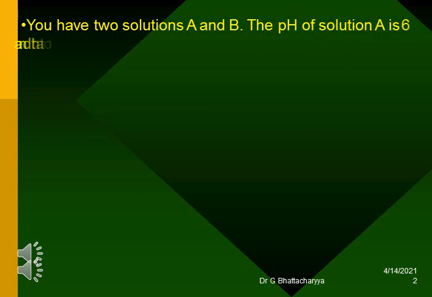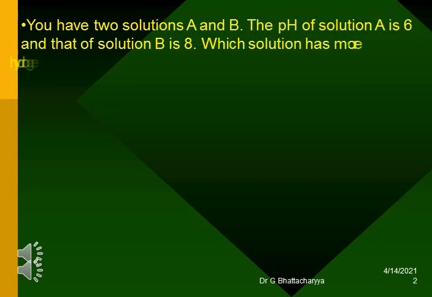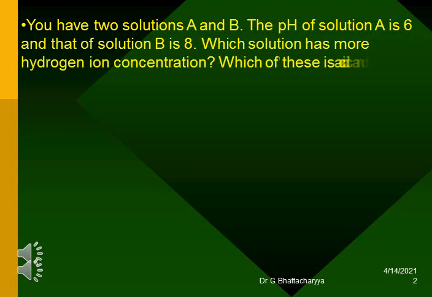You have two solutions A and B. The pH of solution A is 6 and that of solution B is 8. Which solution has more hydrogen ion concentration? Which of these is acidic and which one is basic?